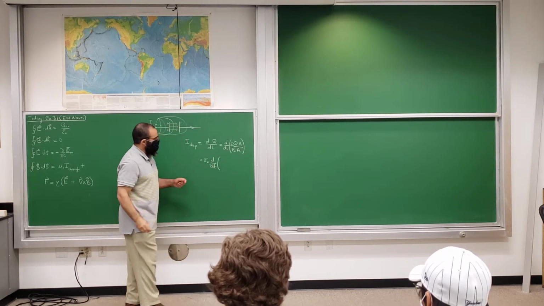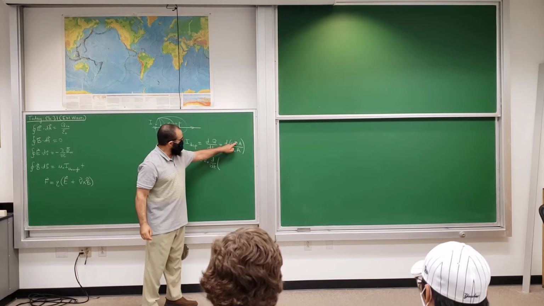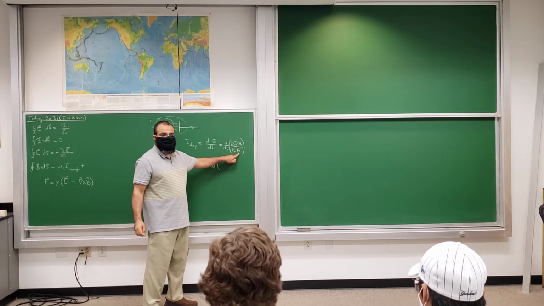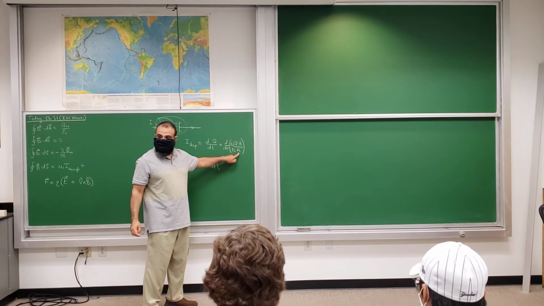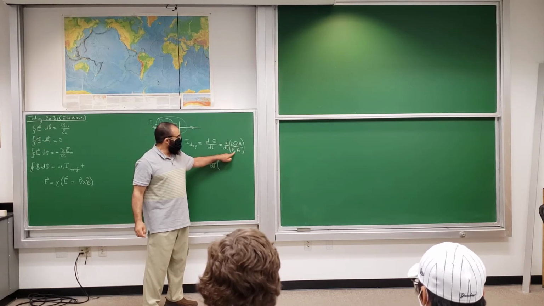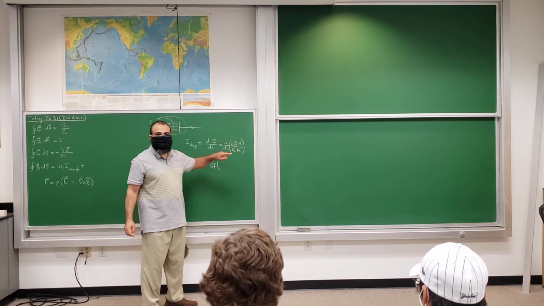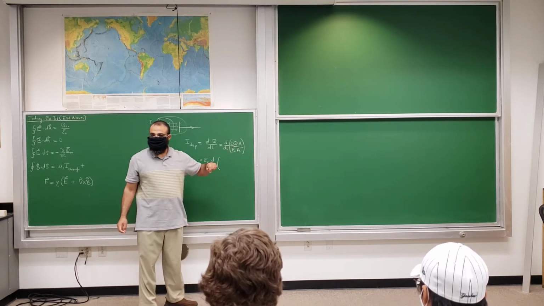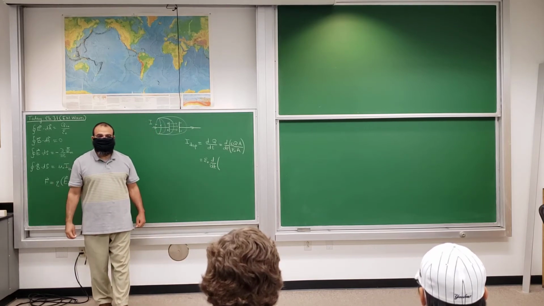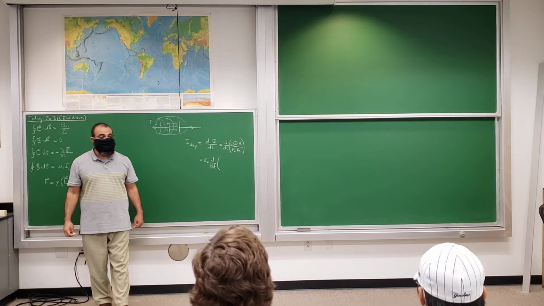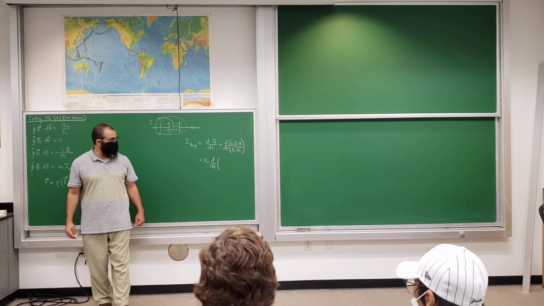So let's see if you recognize this. One of the epsilon naughts is gone. What is the charge over area? Surface charge density, sigma. And what is sigma over epsilon naught? So Q over A gives you sigma, and then sigma over epsilon naught is what? From Gauss's law way back. It's the electric field between the plates.